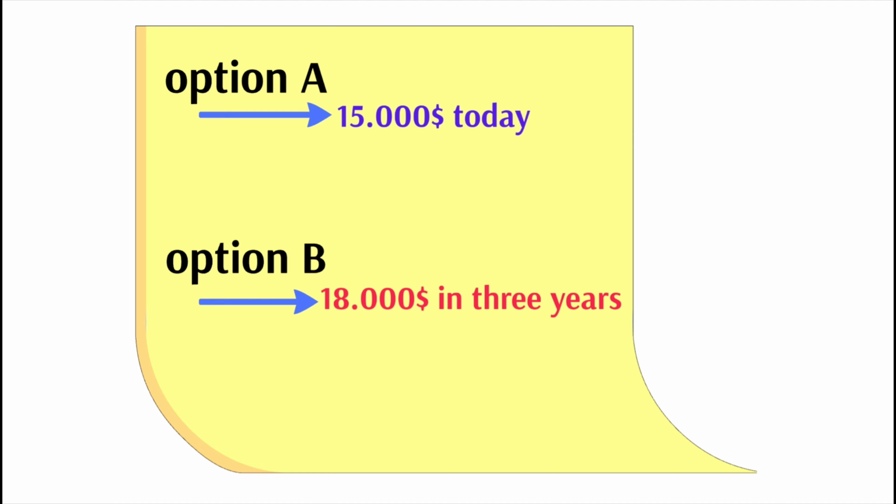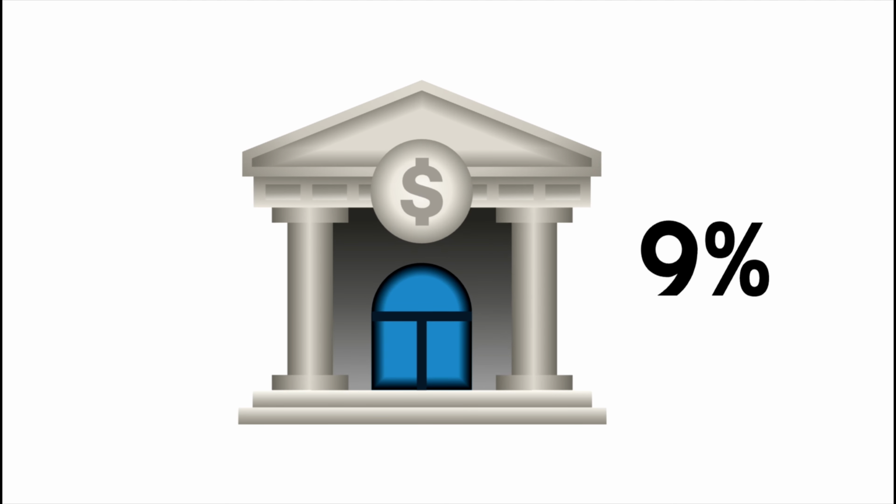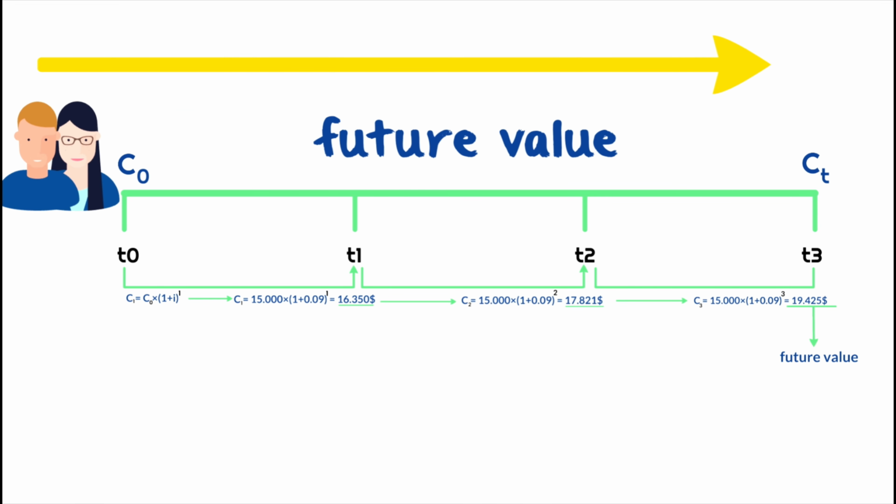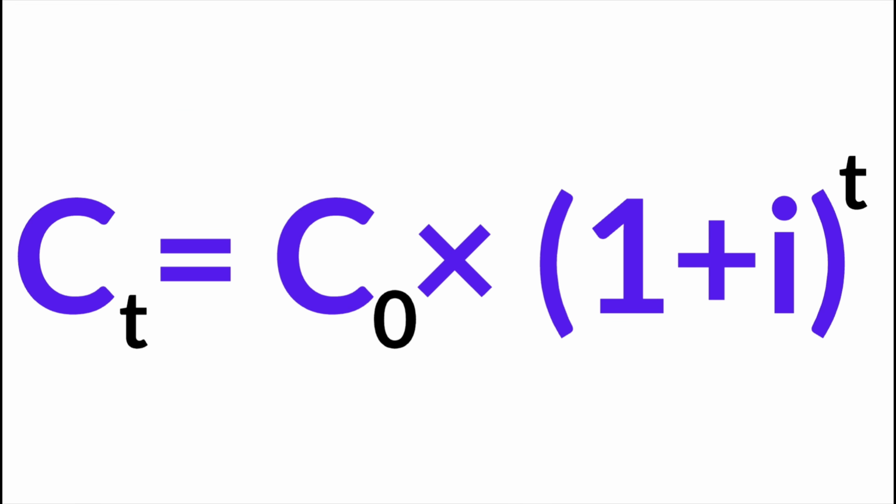The siblings know that they can get an interest rate of 9% from the bank. First, they calculate the future value of the prize money. The formula for calculating the future value is capital at the end of the investment period, CT, equals starting capital, C0, times 1 plus i, where i is the interest rate the money is invested at, raised to the power of T, the number of years the money is invested for. The siblings plan to invest the money for 3 years.